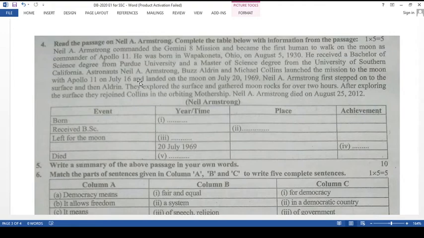So the first sentence, according to birthplace, there will be his introduction, identity. In the second sentence there will be his education. In the third sentence there will be his achievement. In the fourth sentence there will be his companions, and finally there will be his date.